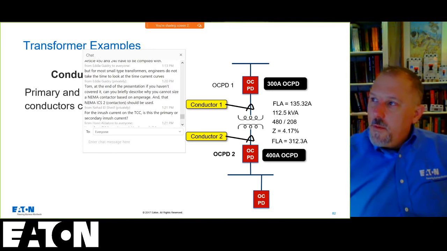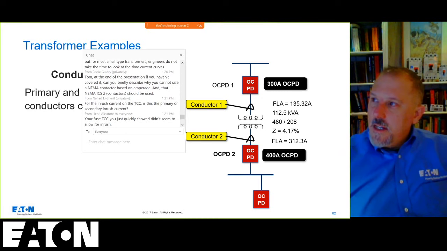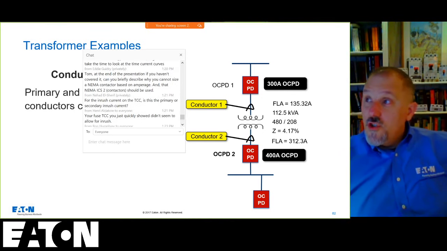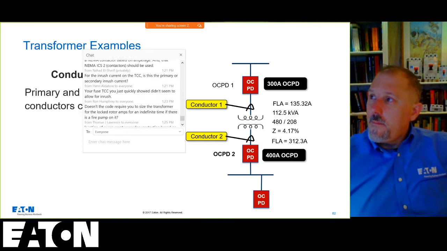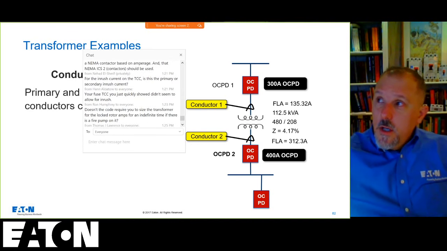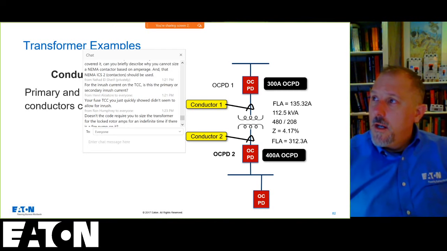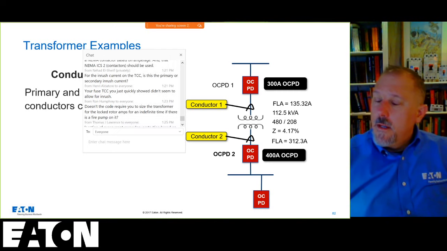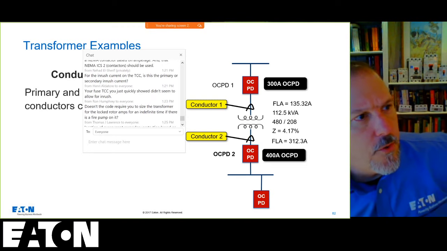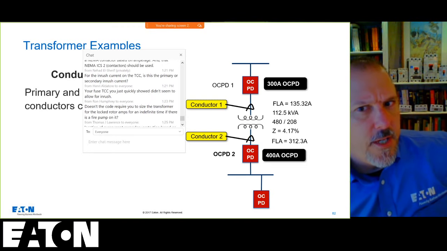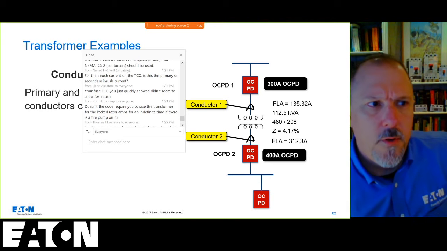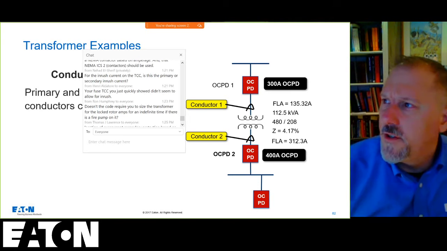Can you briefly describe why you cannot size a NEMA contactor based on amperage and the NEMA ICS contactors? I will try if I have time. But I'm doing a motor section, which I could probably cover in the motors. I'm doing transformers today, I think motors tomorrow, and then generators Wednesday.